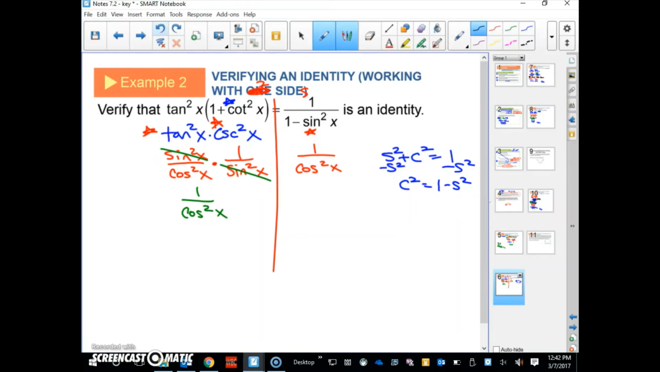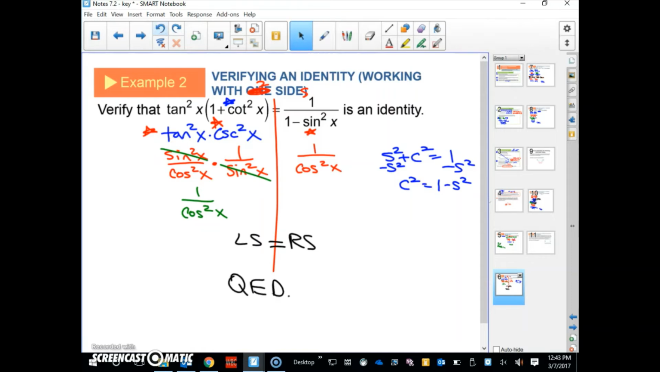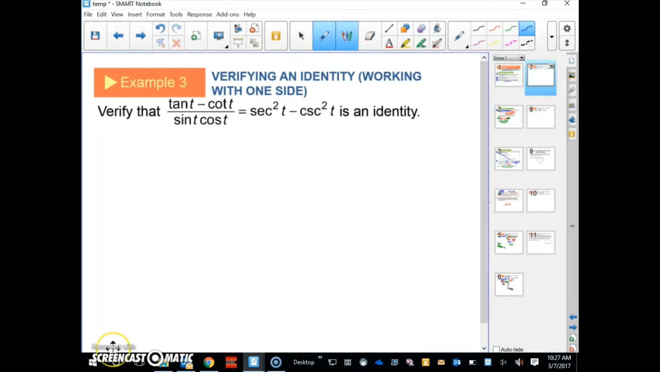Okay? At that point, I've just shown that the left side equals the right side. That's exactly what I need to do. Left side equals the right side. I'm going to want a QED at the end. That's not the answer. Again, QED is not the answer. It's more like the period at the end of the sentence. The answer is basically everything I've written above.